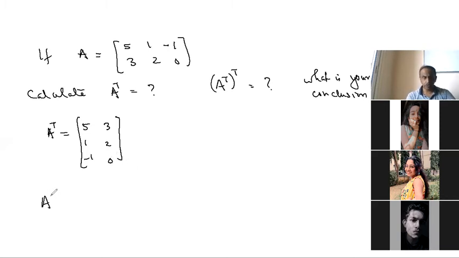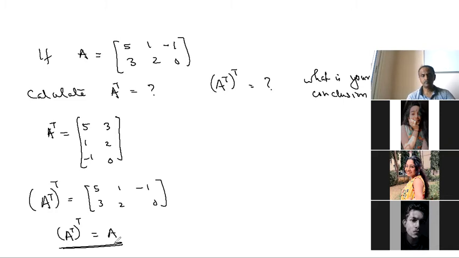Now take the transpose of the transpose. It will be A again, no, sir? It will come back to the same. Correct, no? Yes. So what is the conclusion? A transpose, whole transpose, is A itself. So this is a property: A transpose transpose is A itself.